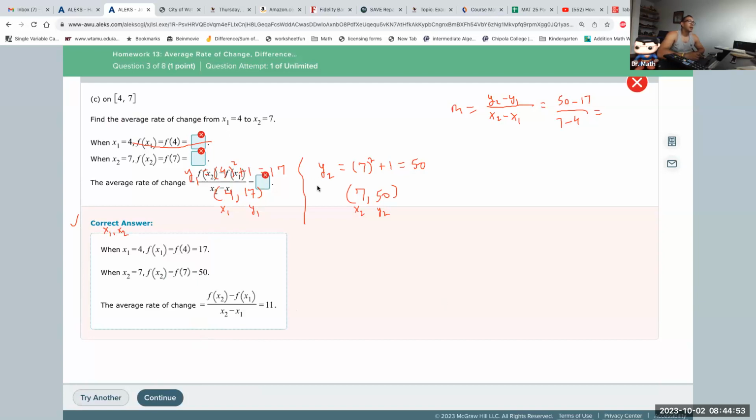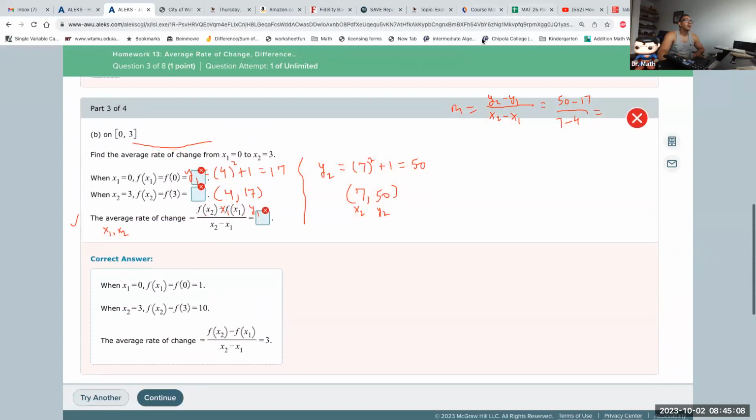We would end up with, was it 33 over 3? 33 over 3 is 11. So notice on yours, they don't show you all the steps that I just did right here, but this is exactly what you want to do. All right, excellent. So let me clear this.